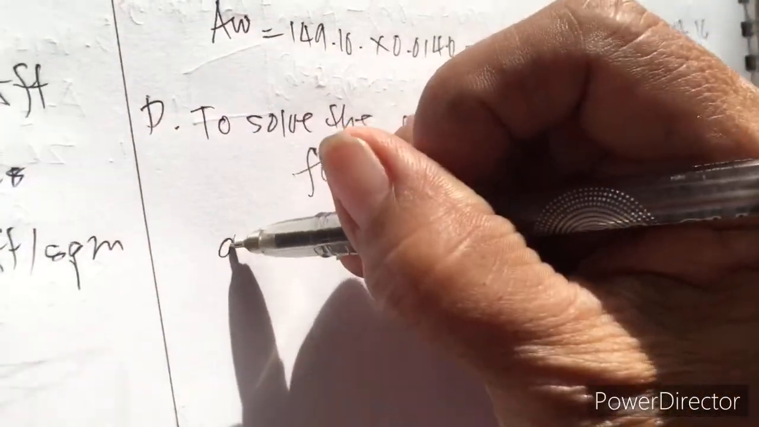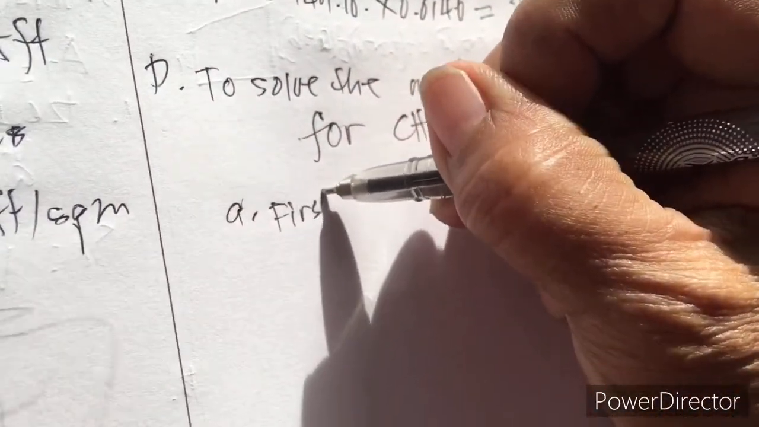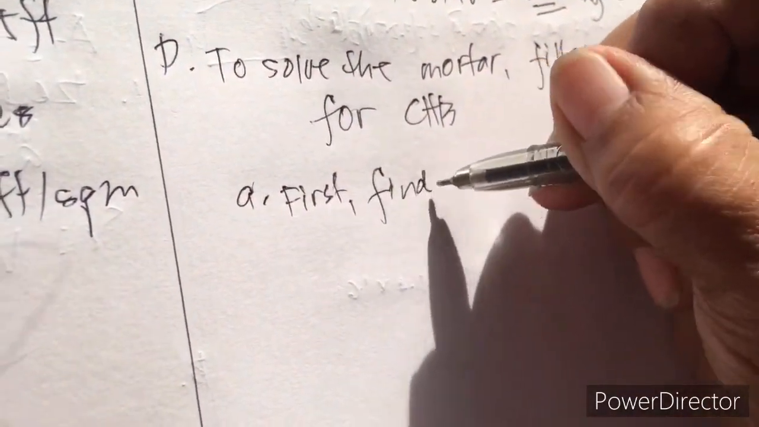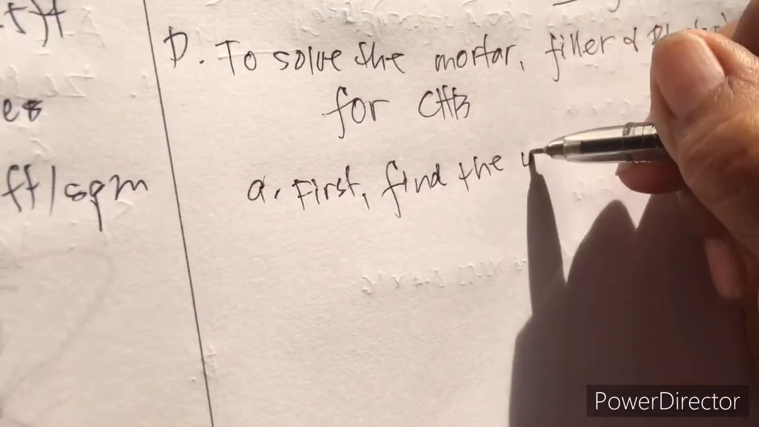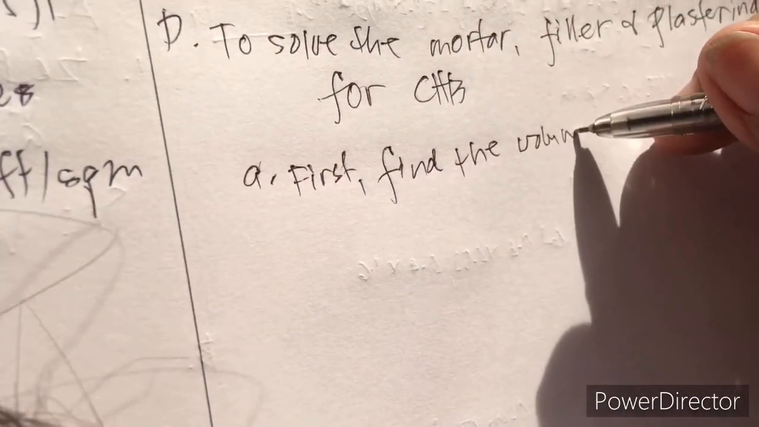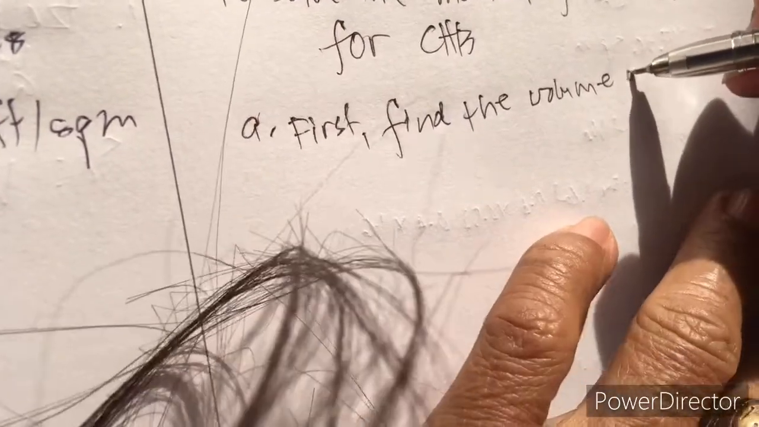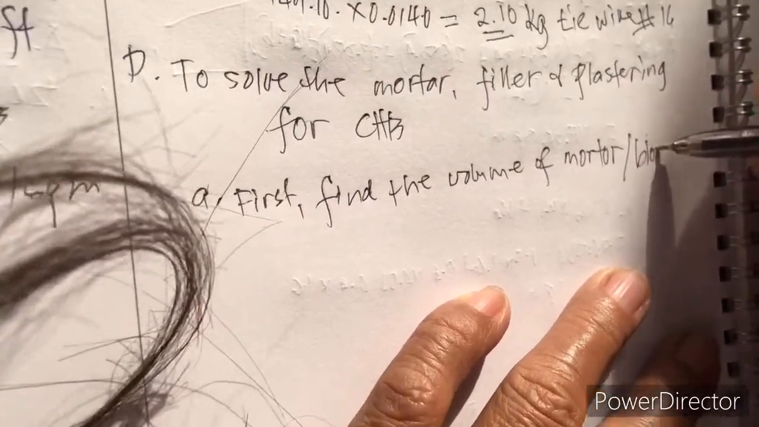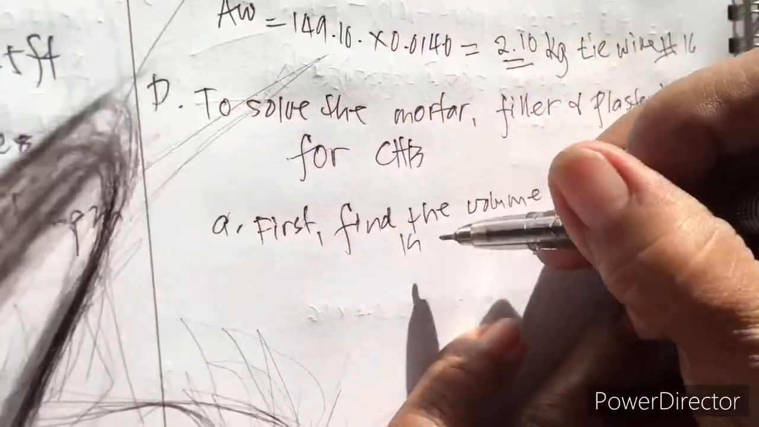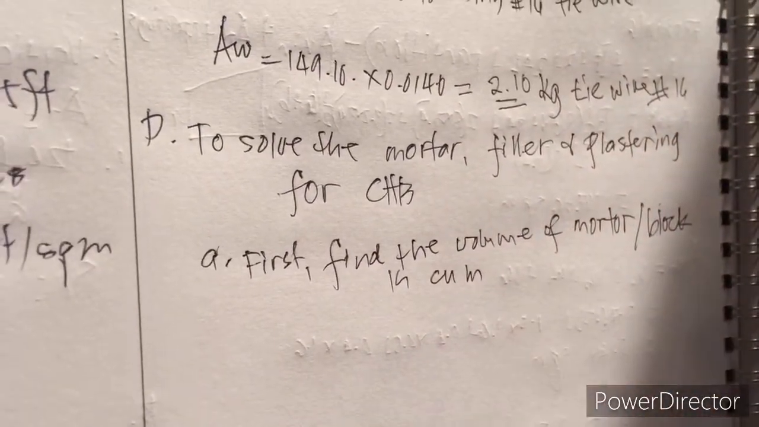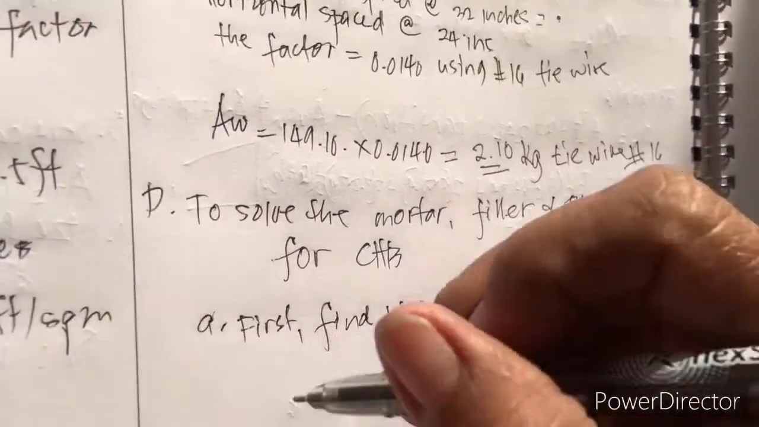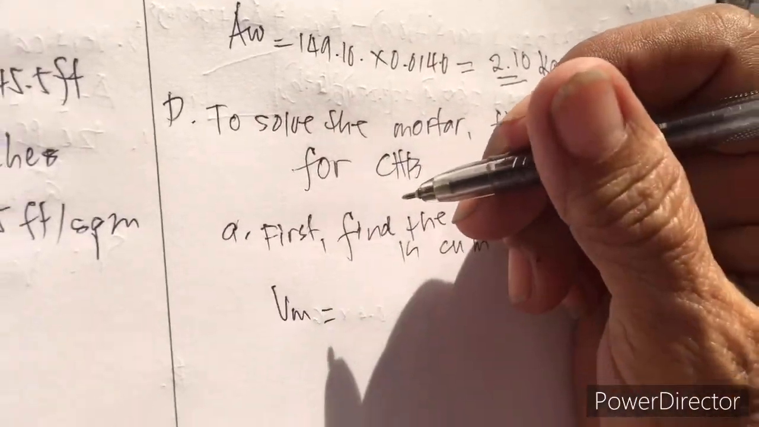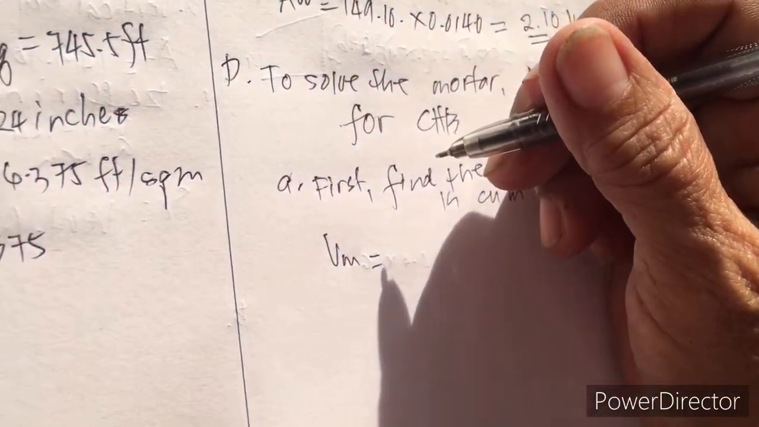First, letter A. First, find the volume of mortar per block in cubic meter. Volume of mortar. Later on, I will explain to you about the mortar and the filler, the difference of the two.